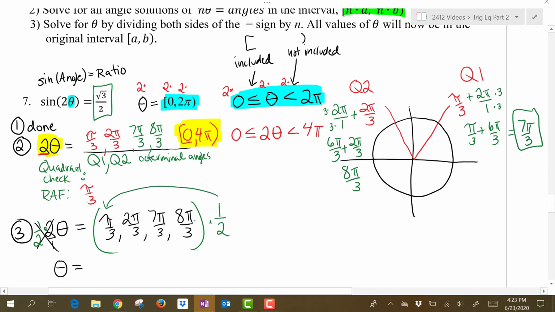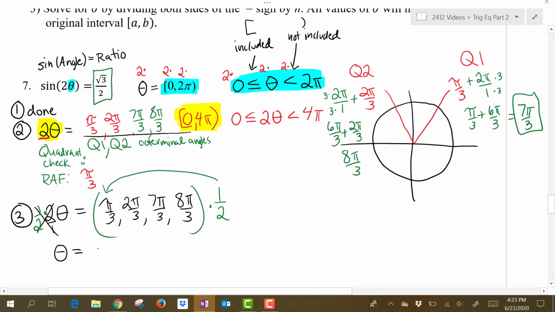Okay, so when I multiply fractions, you do top times the top, bottom times the bottom. 1 times pi is pi. I'm going to do 2 times 3, that gives us 6. So essentially what happens here is that the tops of all the fractions are going to stay the same, and the bottoms get multiplied by 2.